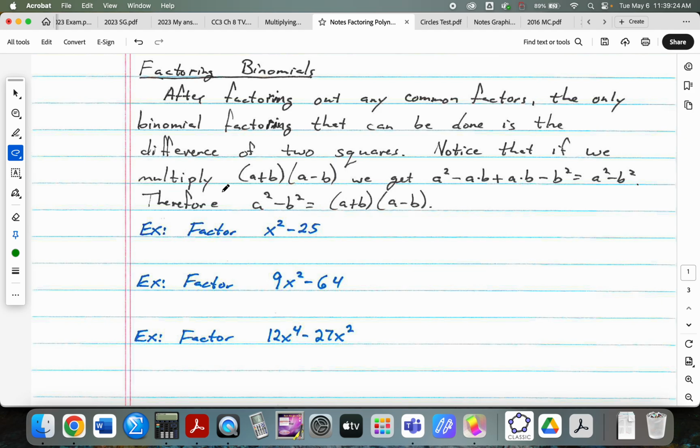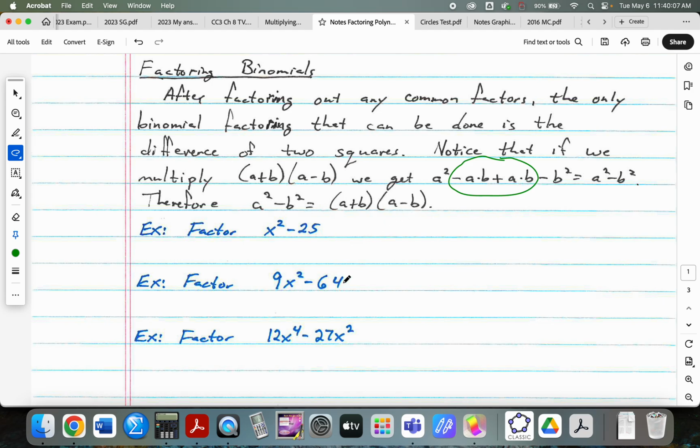And the reason for this is that when you multiply a plus b times a minus b, when you distribute, a times a is a squared, a times negative b is negative ab, then you distribute the b times a is positive ab, and b times negative b is negative b squared. Notice that these two terms have the same value but opposite signs. So that drops out because those add up to 0, and you end up with a squared minus b squared. So if you can think of something as being a squared minus b squared, the factors will be a plus b times a minus b.